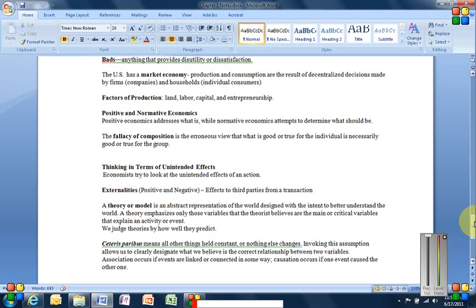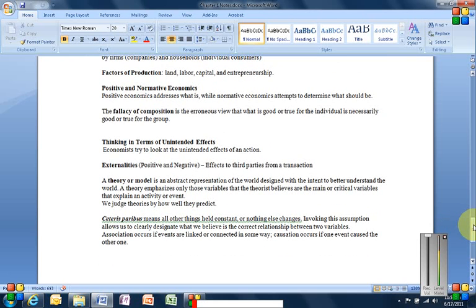So there's all kinds of examples of positive and negative externalities, but externalities is just a fancy way of saying what's the impact to a third party that wasn't directly involved in the transaction between the seller and the buyer. Quite often in this class we look at theories or models to examine positive and normative, especially normative economics and externalities and the way to solve scarcity. And a theory or model is just an abstract representation. It's really an oversimplification of the world designed with the intent to better understand the world.